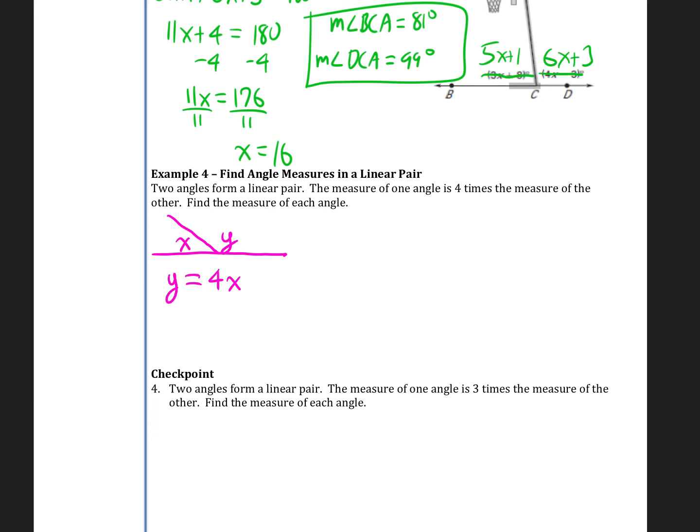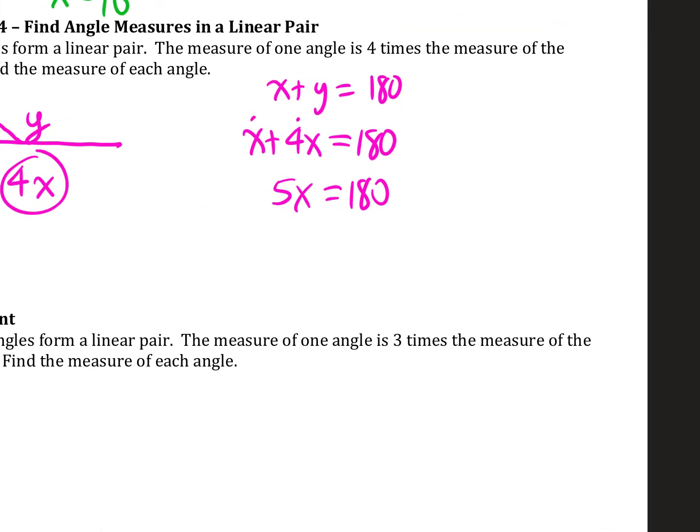All right, so we have y equals 4x, and we know that this is a linear pair, which means these add up to what? Linear pair is a straight line, which is 180 degrees, so x plus y equals 180, but what do we know about y? y equals 4x. We can do x plus 4x equals 180. All right, and now we got to combine like terms. x plus 4x is 5x. Equals 180.